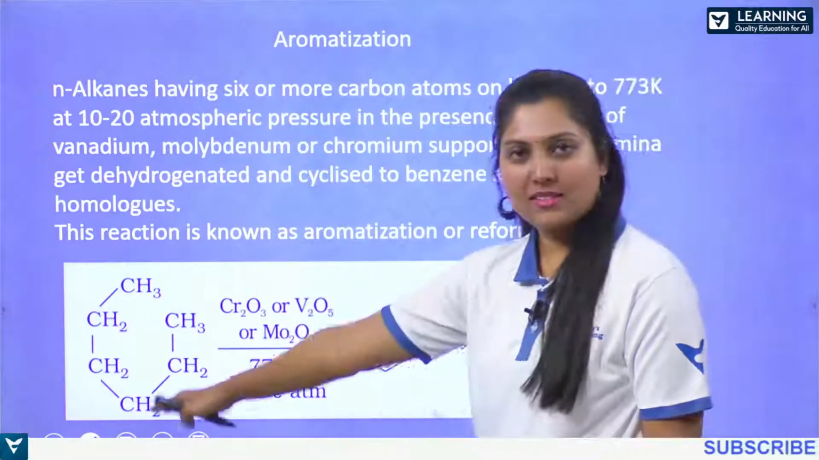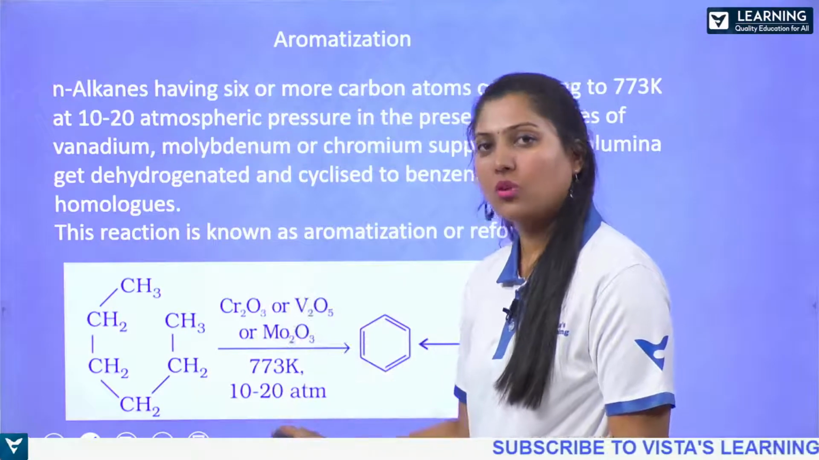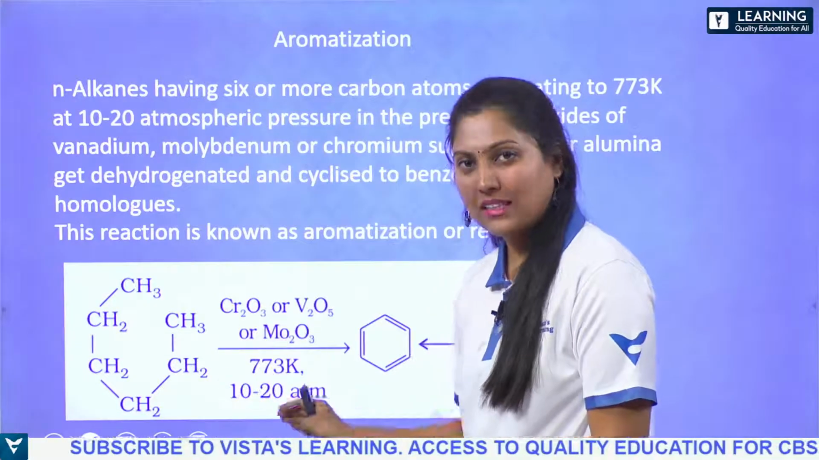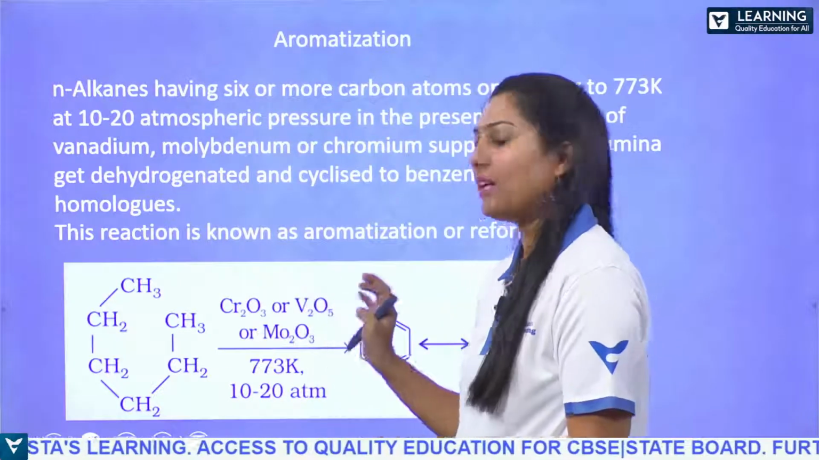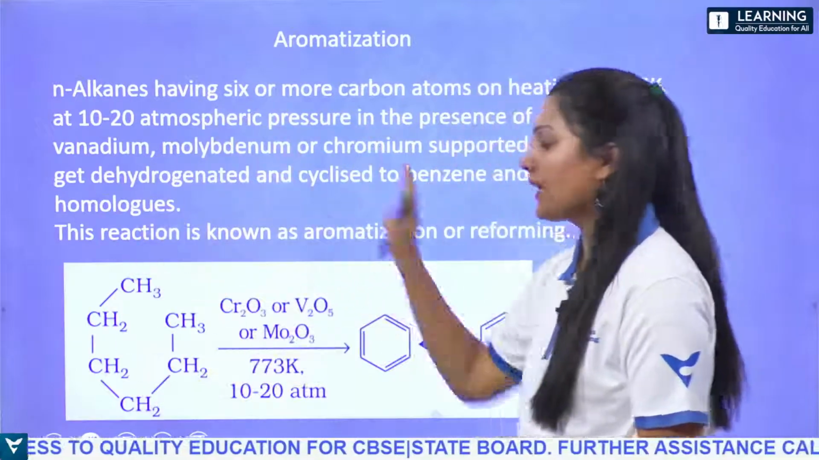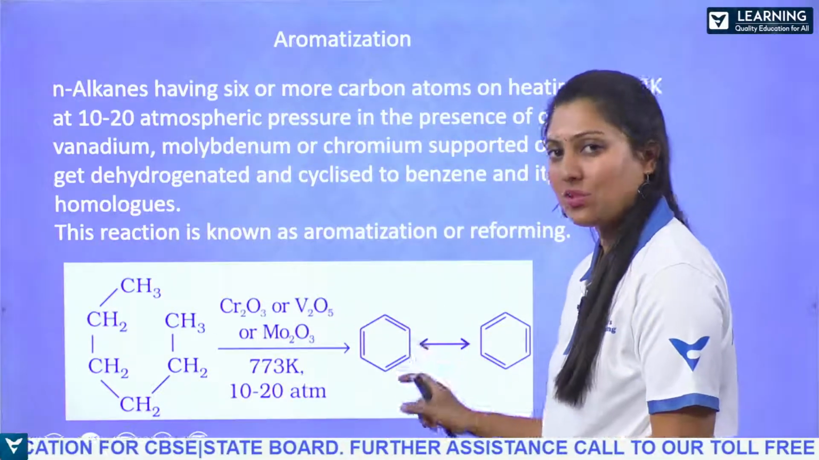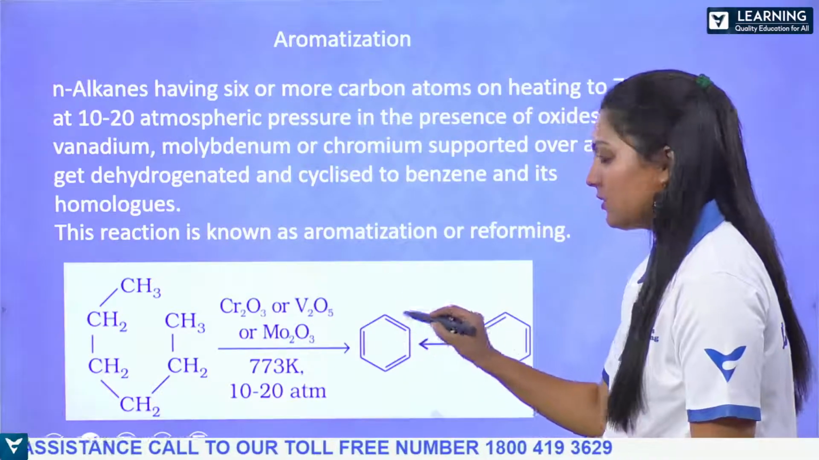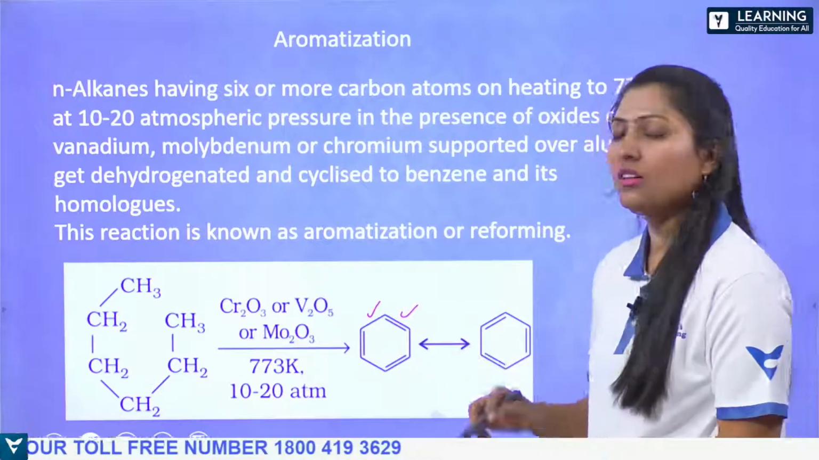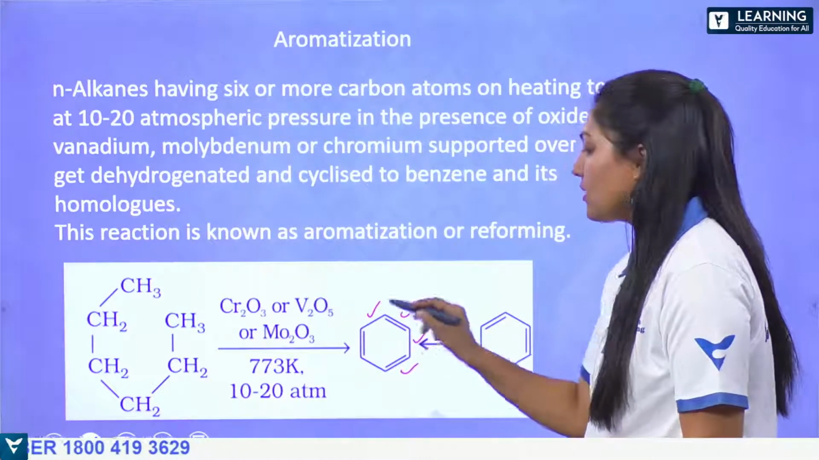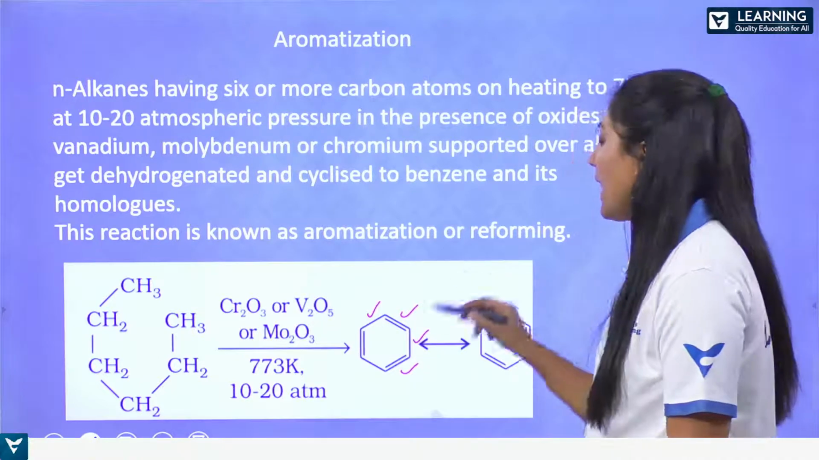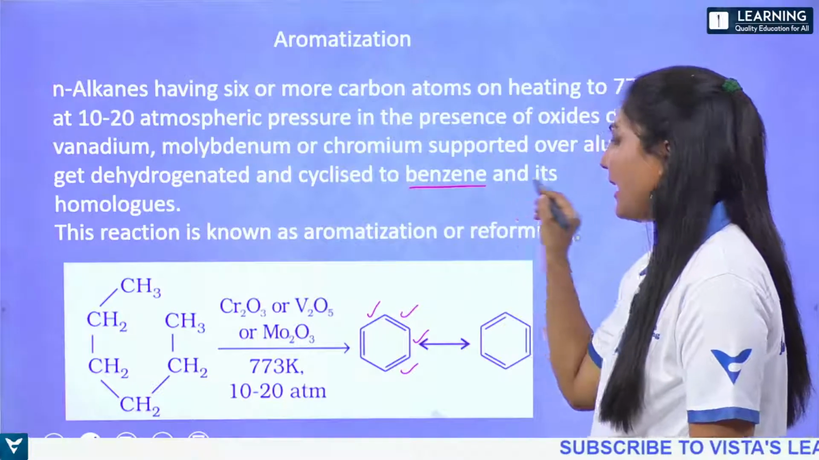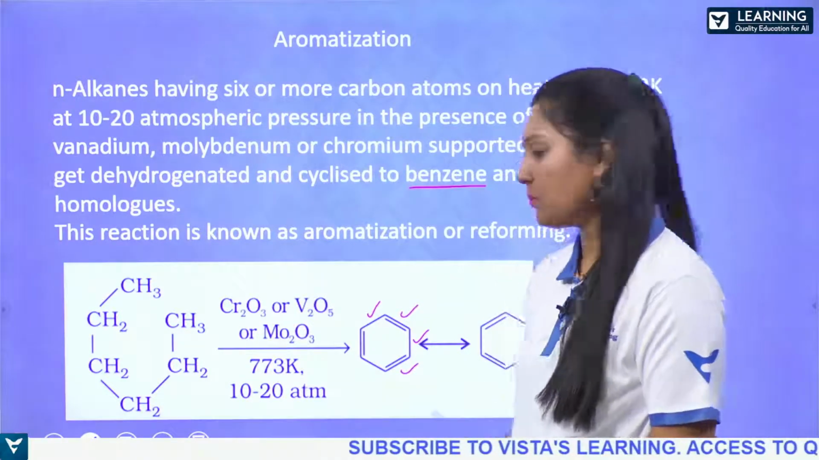So here hexane, when subjected to oxides of chromium, vanadium or molybdenum at 773 Kelvin and 10 to 20 atmospheric pressure, can be converted to a cyclic structure with alternating single and double bonds: single bond, double bond, single bond, double bond. Those are called aromatic compounds, and benzene and its homologues will be formed in this process.